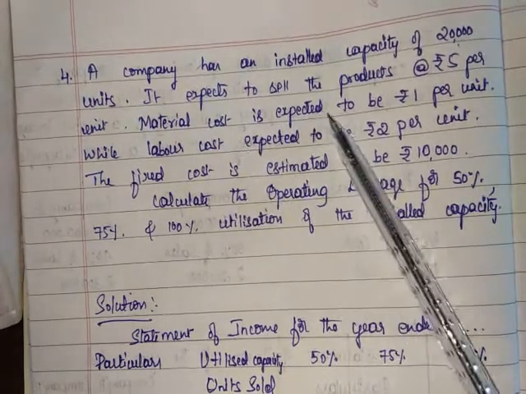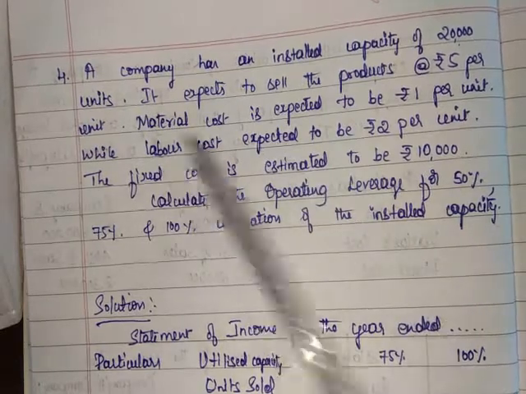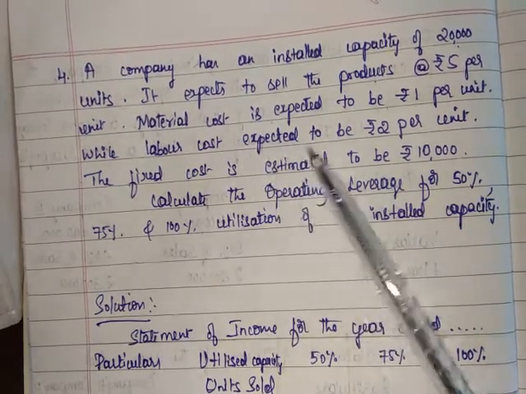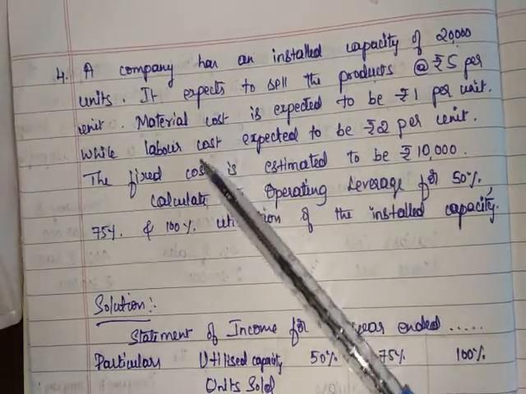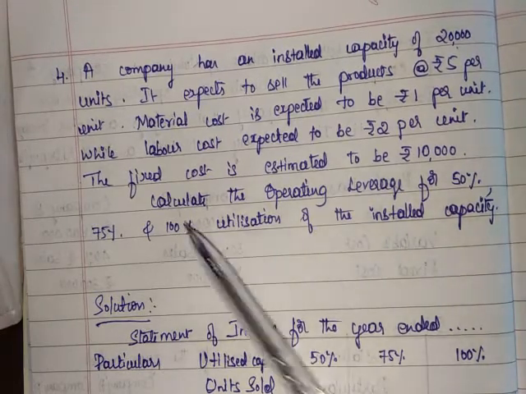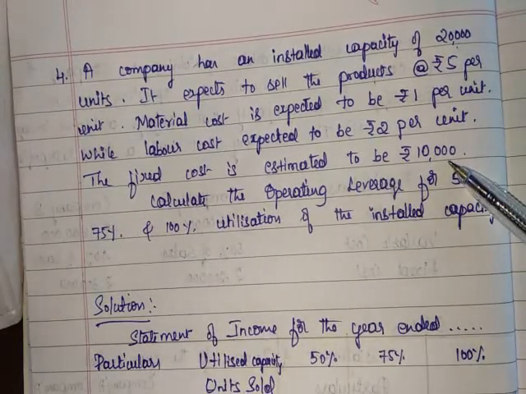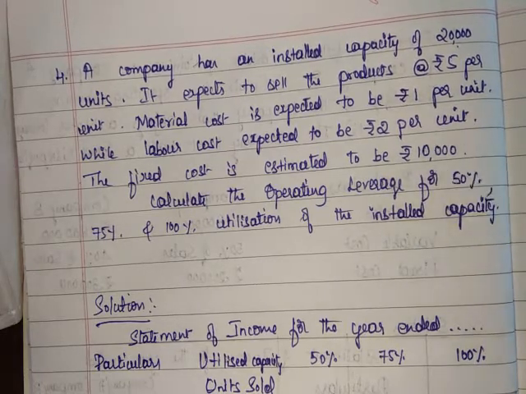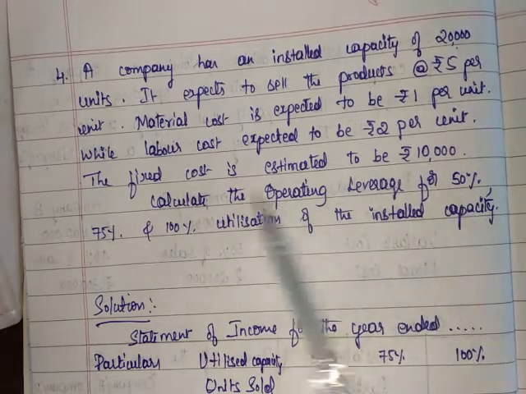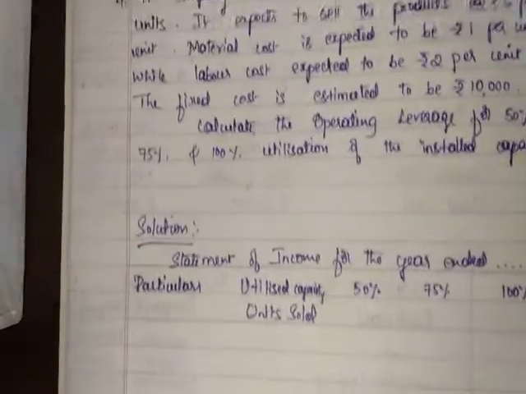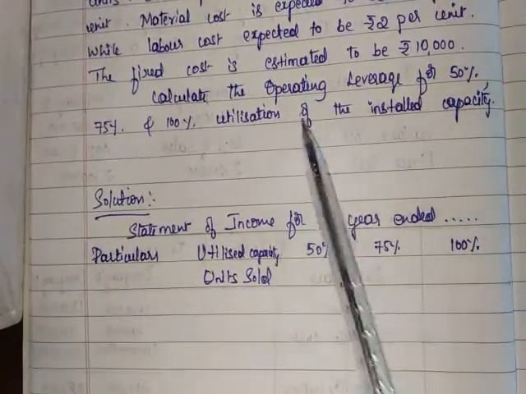Material cost is expected to be rupees 1 per unit, and we will calculate material cost on the total installed capacity, that is 20,000. Labor cost is 2 per unit. So material and labor cost, or variable cost, we need to calculate on the number of units sold. Fixed cost is estimated to be 10,000. We do not calculate fixed cost on units; it is given as an amount, and we write it the same way in the statement of income. So calculate the operating leverage for 50%, 75% and 100% utilization of installed capacity. So we need to prepare a statement of income to calculate operating leverage.